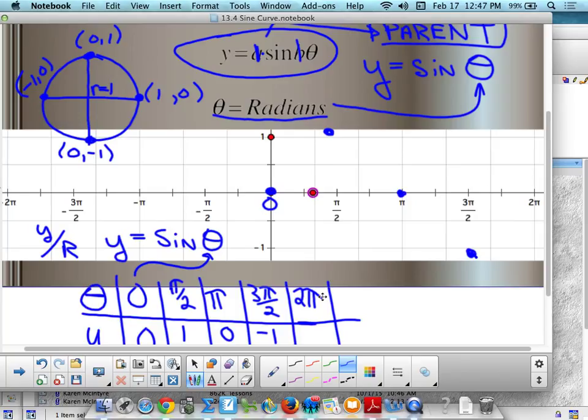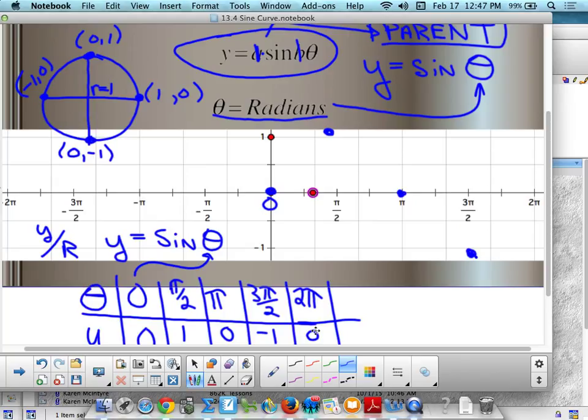What's sine of 2 pi? Y over 1. 0 over 1. 0. Right? Now guess what? In trigonometry, angles just keep going on and on forever. So if I went from 0, 90, 180, 270, it's 360. Well, guess what? This is now 2 pi.